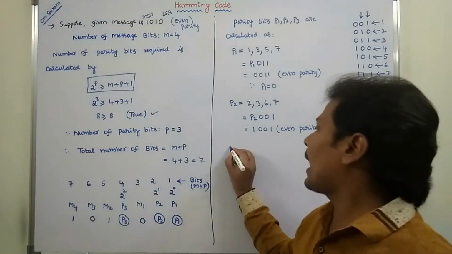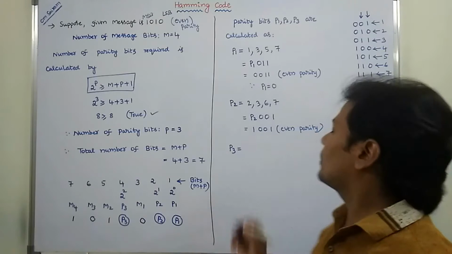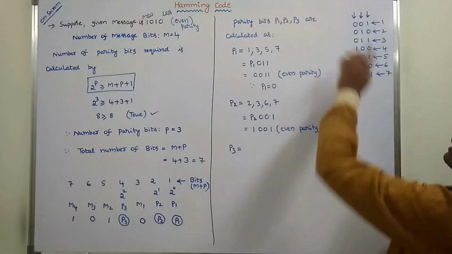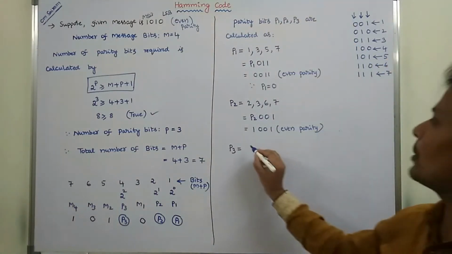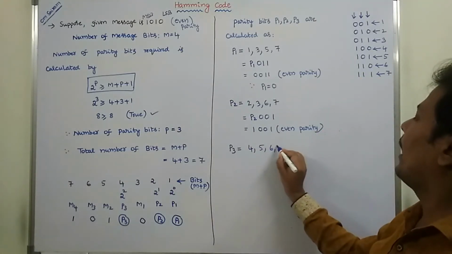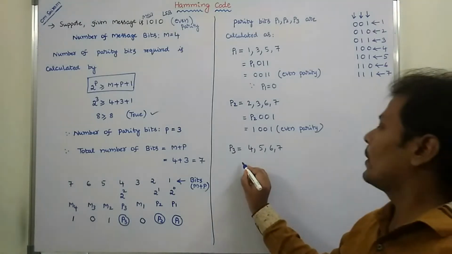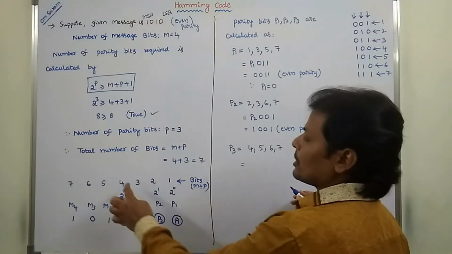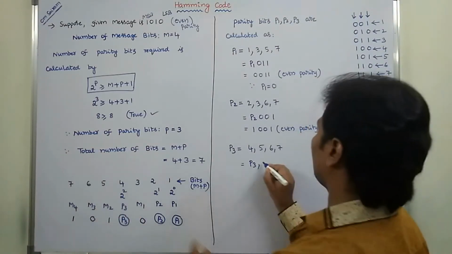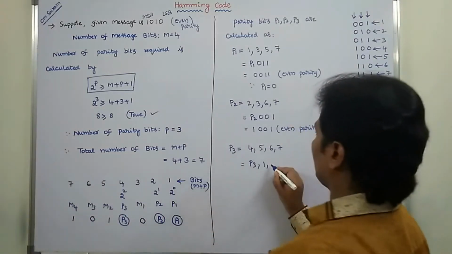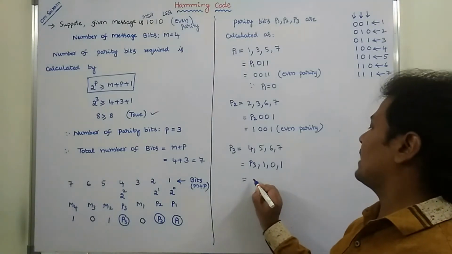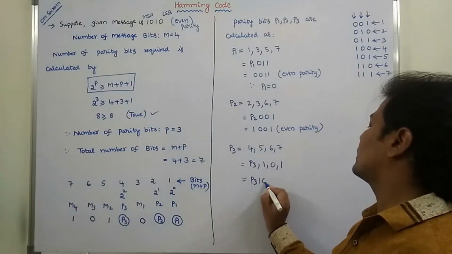Okay. Now calculating the P3 value. So now consider the MSB column. In the MSB column, where the 1 is there. 1 is there at the 4th position, 5th position, 6th position and 7th position. So now at the 4th position, here P3 is there. In the 5th position, 1 is there. In the 6th position, 0 is there. In the 7th position, 1 is there. Okay. So that is P3 1 0 1.